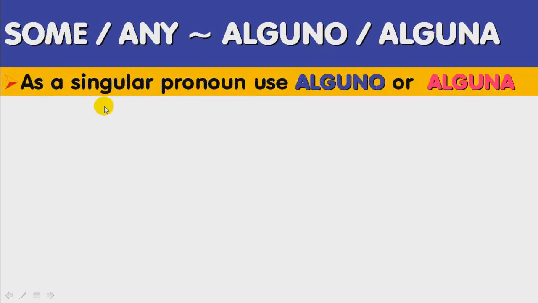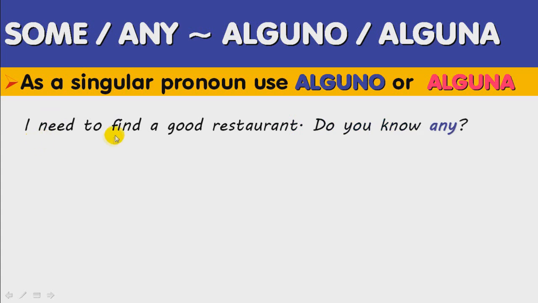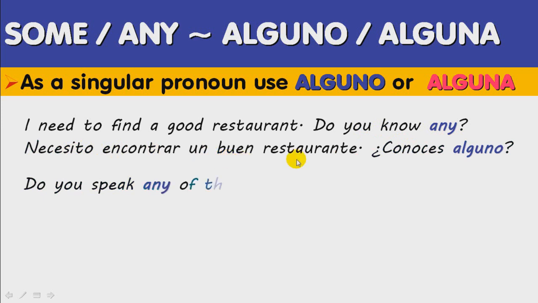Now, some or any as pronouns are translated as alguno or alguna. So as a singular pronoun, we use alguno or alguna. For example, I need to find a good restaurant. Do you know any? Necesito encontrar un buen restaurante. ¿Conoces alguno? And you can see that here, this any is really replacing restaurant, any restaurant. So it's a word that's working as a pronoun. It's replacing the name. And we know that restaurant is a masculine noun. That's why we say alguno.